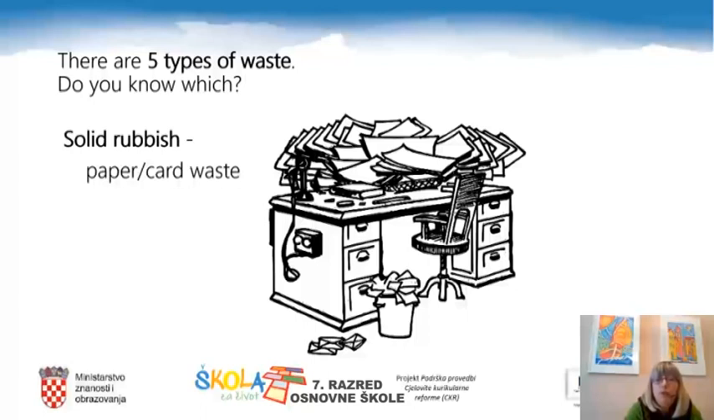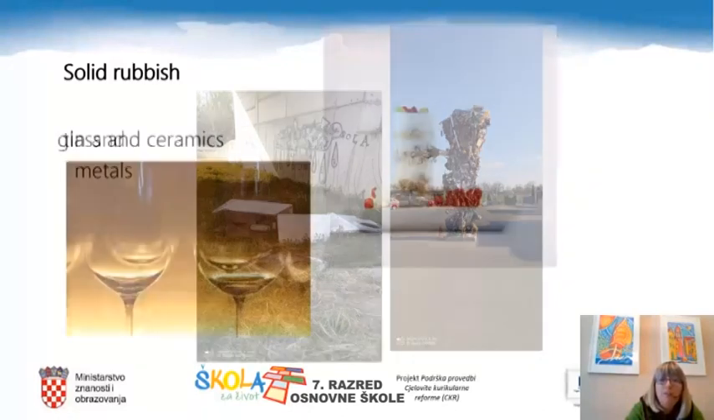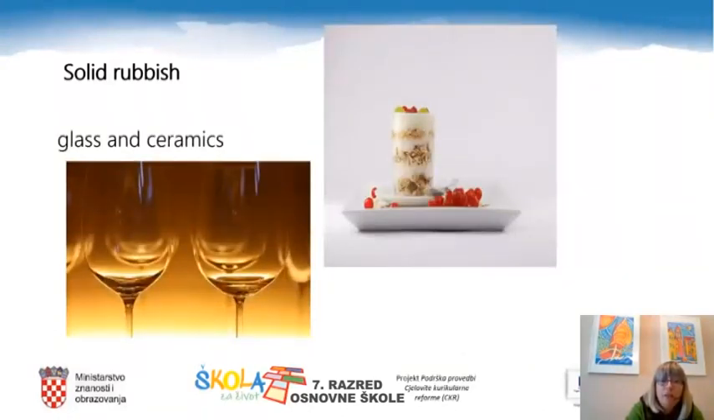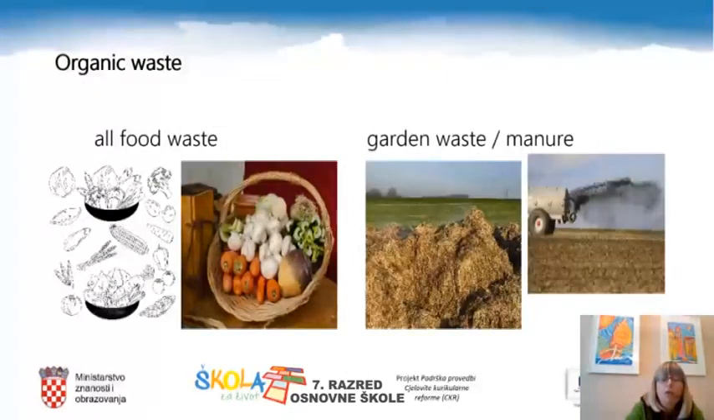So now when you know all 5 types of waste, let's talk in some more detail about them. Solid rubbish would be paper waste or card waste. Also tin and metals, and glass and ceramics. Liquid waste, which you can find in households and industry, would be dirty water, wash water, and even rainwater. Organic waste would be all food waste, garden waste, and manure.